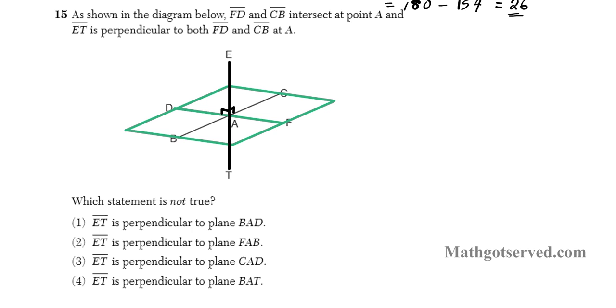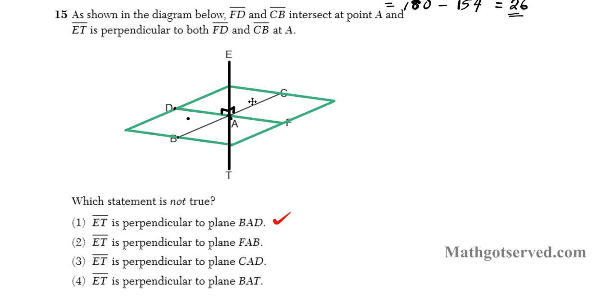All right, so let's see which statement is not true. So it says ET is perpendicular to plane BAD. So plane BAD, this plane right here, is still the same plane. Any 3 distinct points on this plane also define the plane. So BAD is on this green plane we have. Since these 3 points are on this plane, guess what? The plane is perpendicular to this line. So this is good. Checks out.